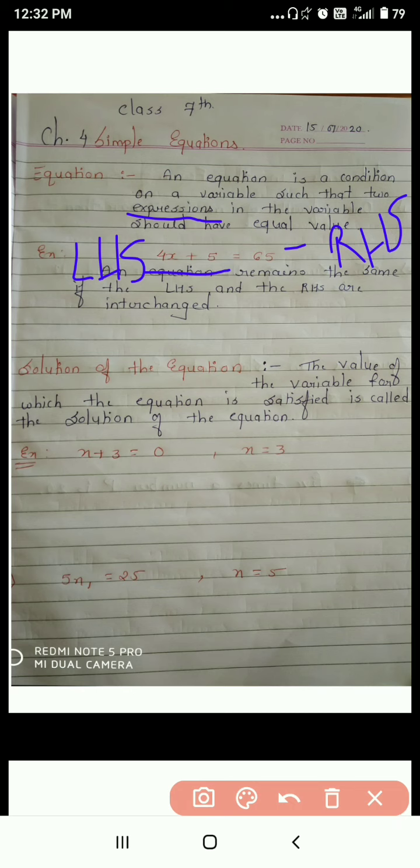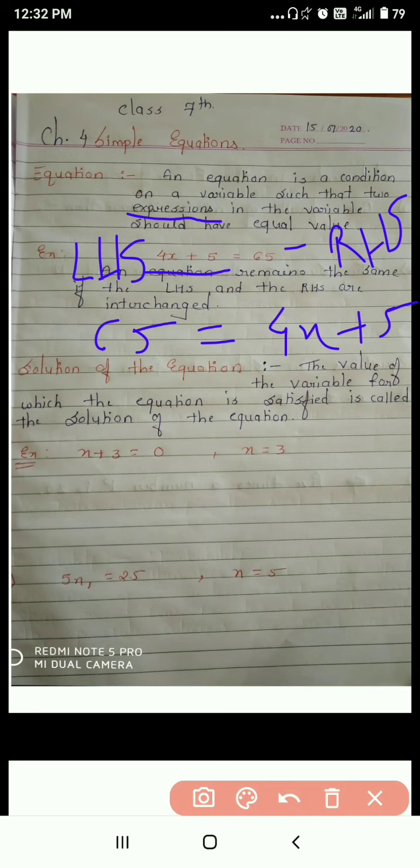And an equation remains the same if the LHS and the RHS are interchanged. Suppose you are changing your equation, it means you are keeping LHS in place of RHS and RHS in place of LHS. So there will be no effect on the equation. It will remain the same. Suppose I write here 65 is equal to 4x plus 5. So there will not be any change in the equation. After changing its place, it will remain the same. It means the answer we will get for the equation will remain the same.